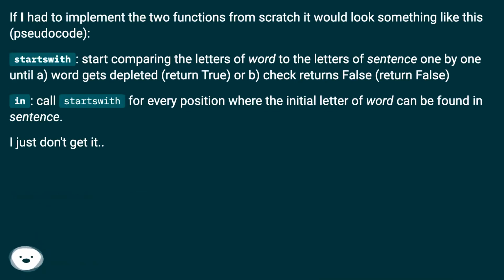If I had to implement the two functions from scratch, it would look something like this. Pseudocode. startswith: start comparing the letters of word to the letters of sentence one by one until word gets depleted, return true, or a check returns false, return false. in: call startswith for every position where the initial letter of word can be found in sentence. I just don't get it.